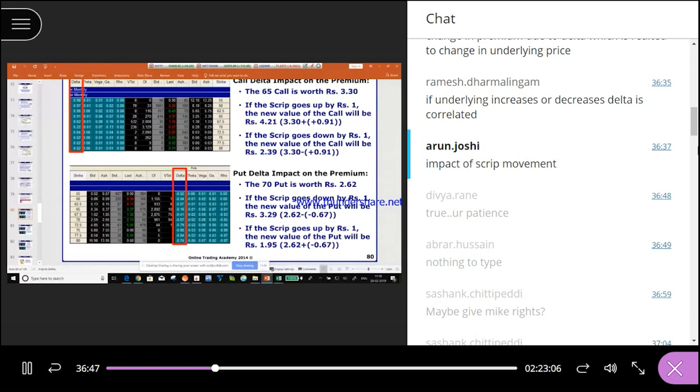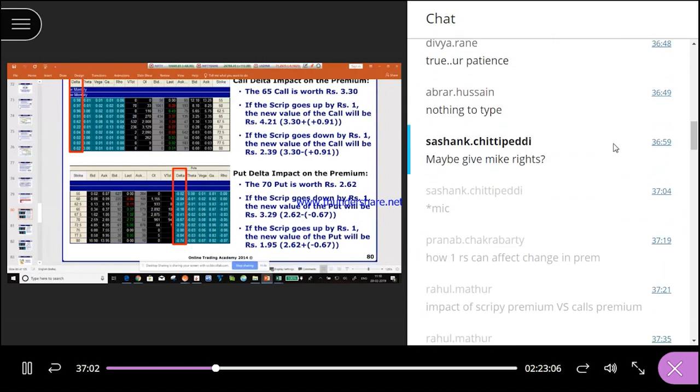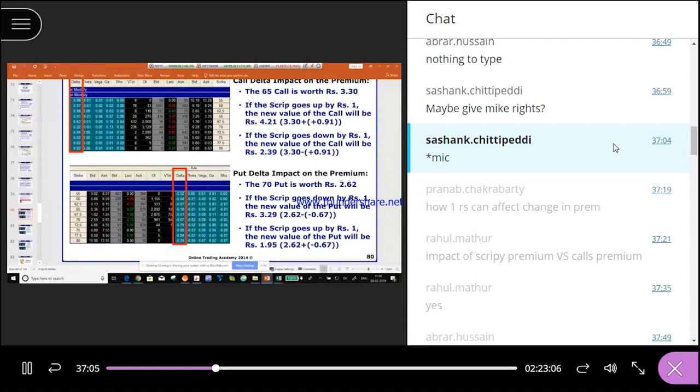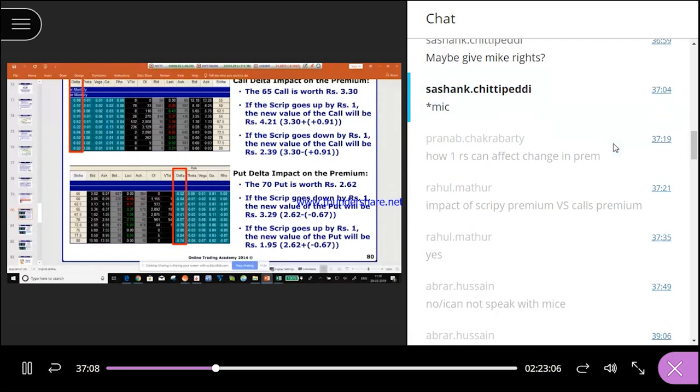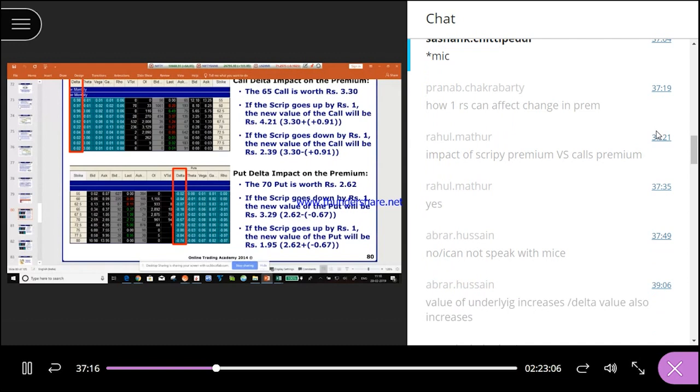Yes, impact of script movement. Nothing to type. I asked you a question and you have nothing to type. My question to you is, what do you understand by delta? Abrar, do you have mic rights? Do you have mic with you? Can you speak? I can give you the presenter rights and you can talk. Yes, Rahul, what is script premium? Script movement, not script premium.